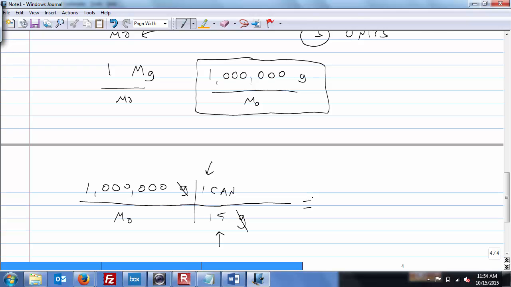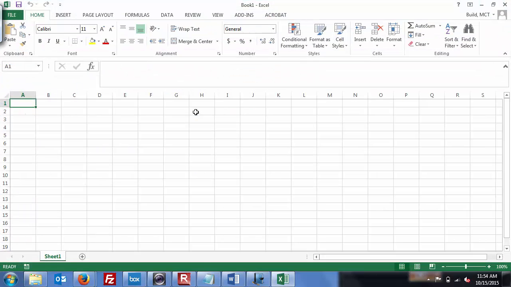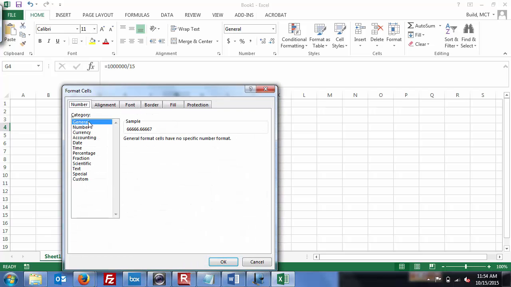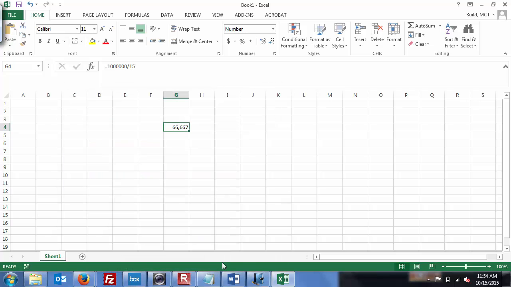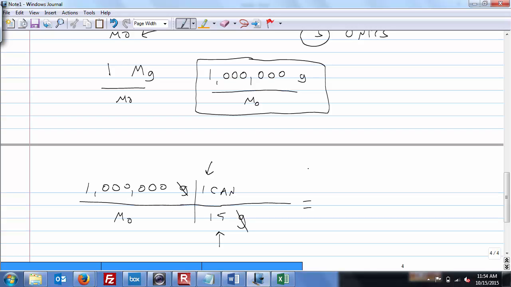So equals, and now all I need to do is, let's just pop into Excel. Equals 1 million divided by 15. Control 1 is the format button. Number, 0 decimals, yes, a comma, okay. 66,000 cans per month.